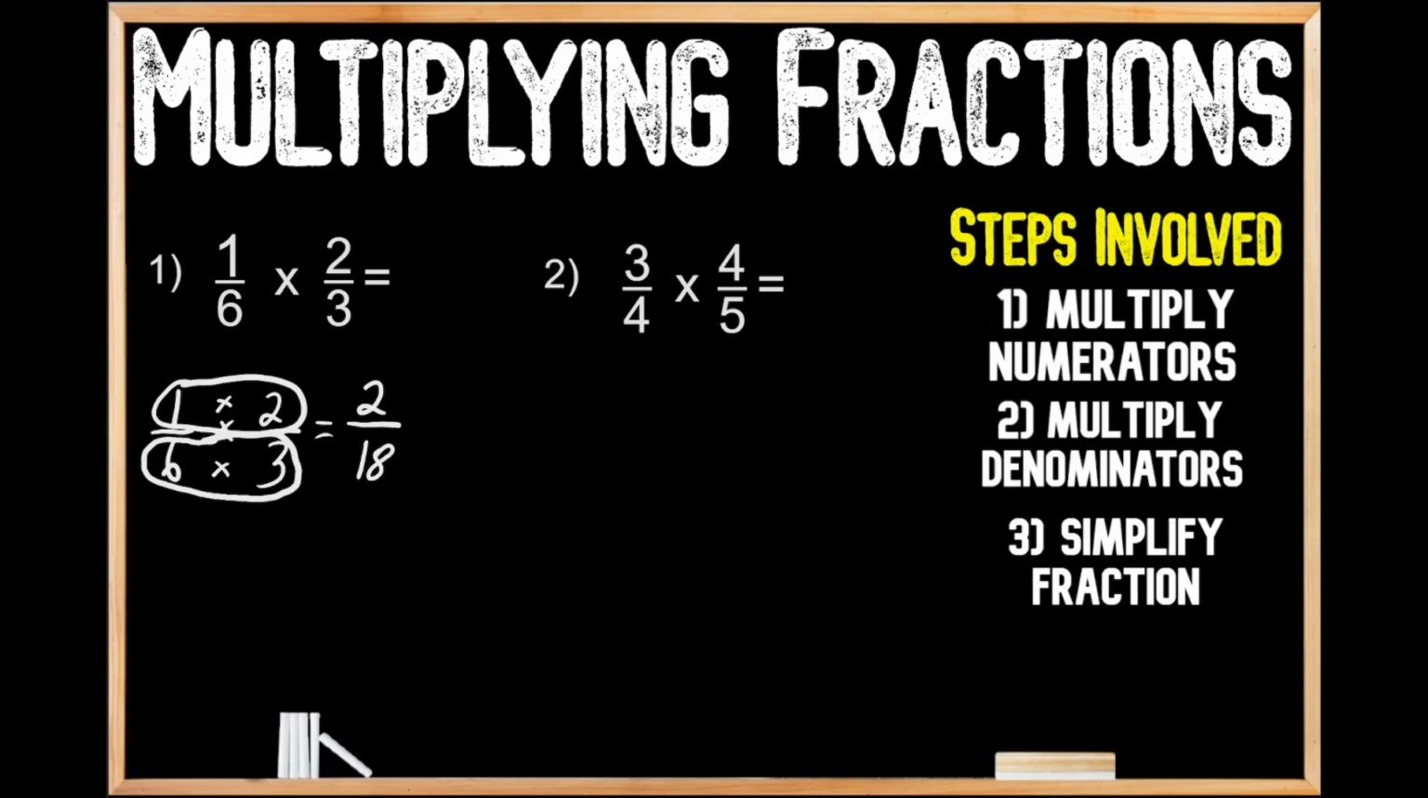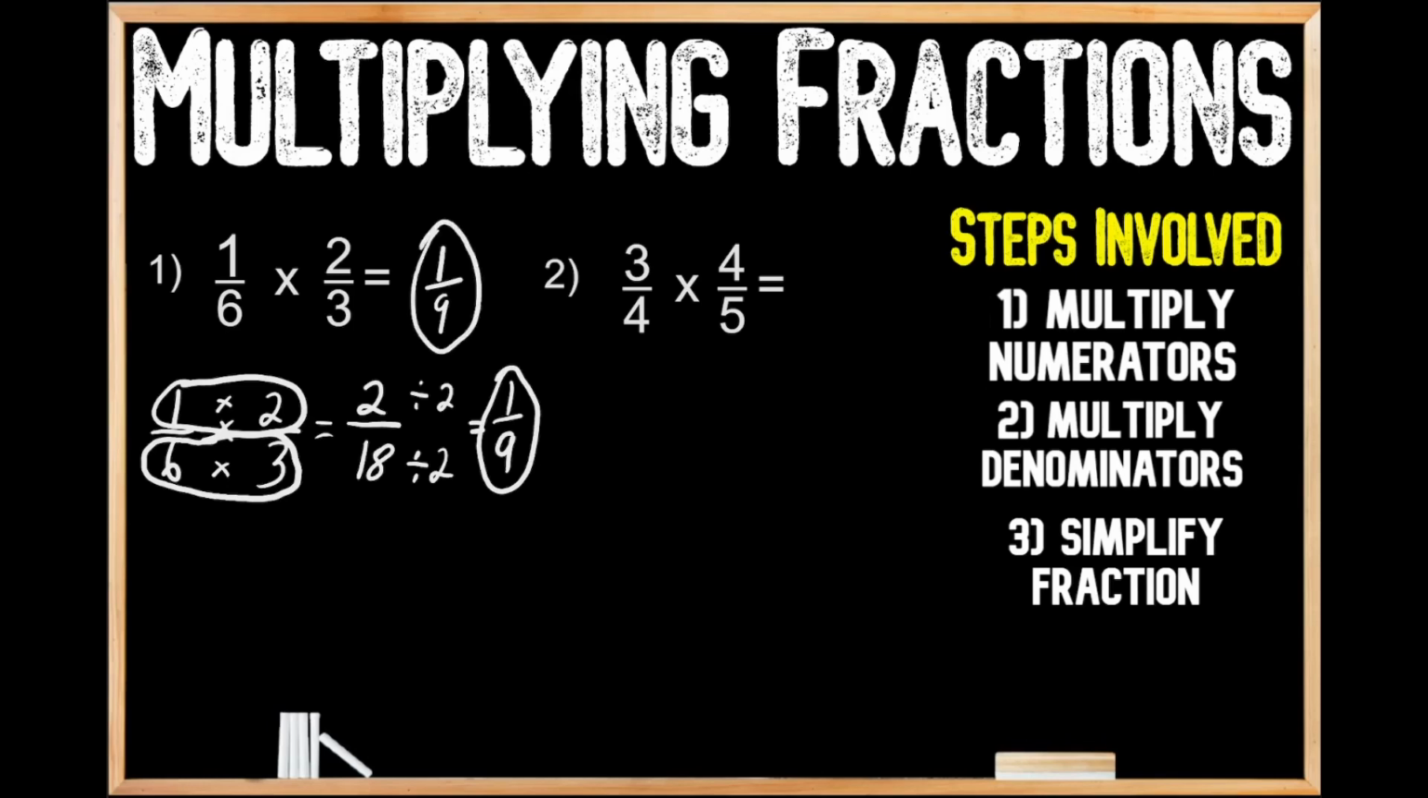We can see here that both 2 and 18 are multiples of 2, so we're going to divide both our denominator and our numerator by 2 to simplify this fraction. When we divide 2 by 2, we get 1, and when we divide 18 by 2, we get 9 for 1/9. So when we multiply 1/6 times 2/3, we get 1/9.